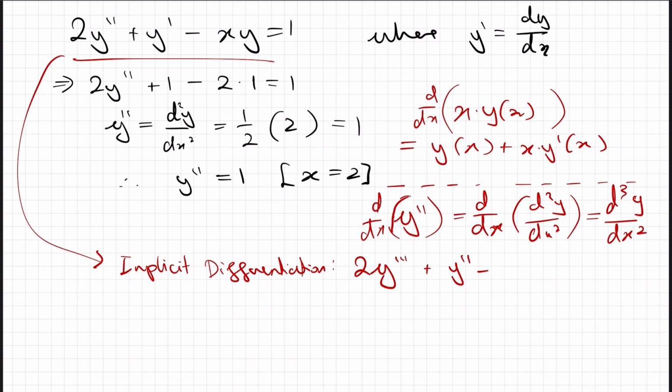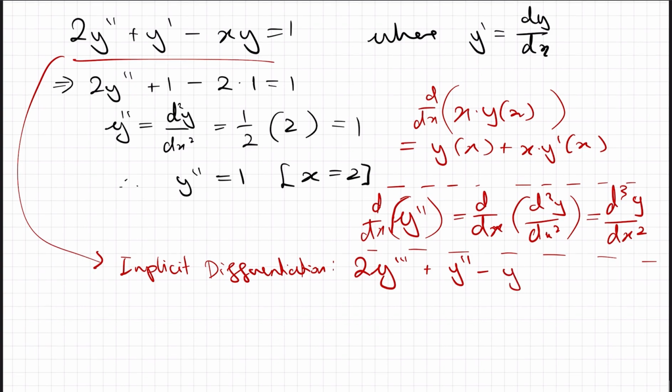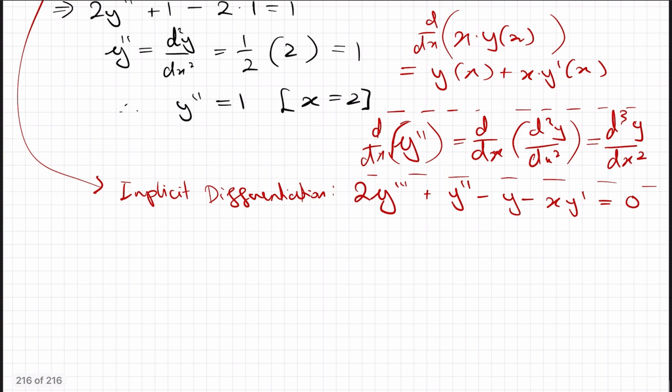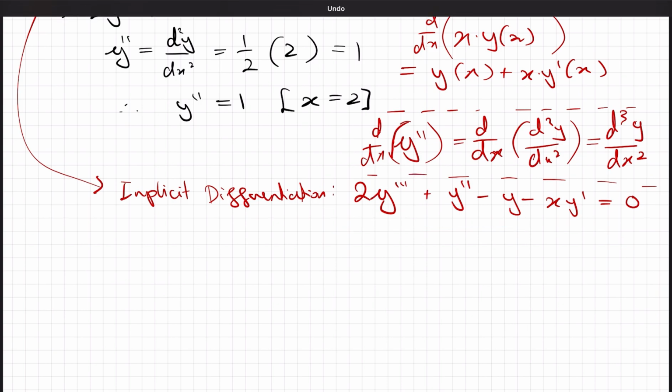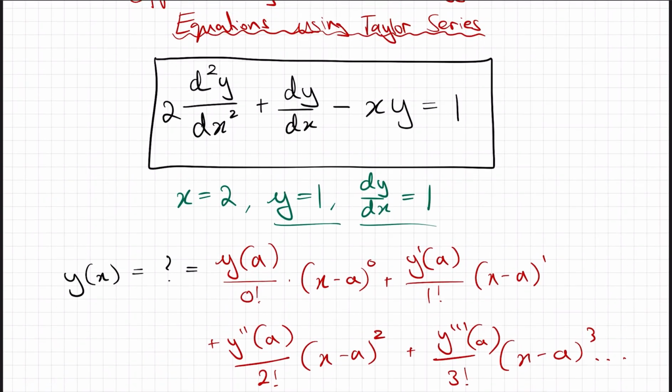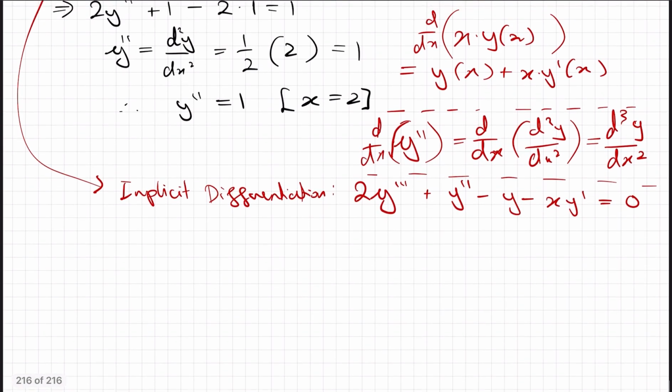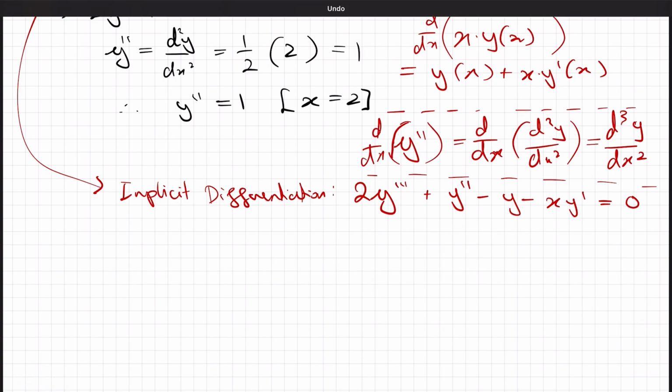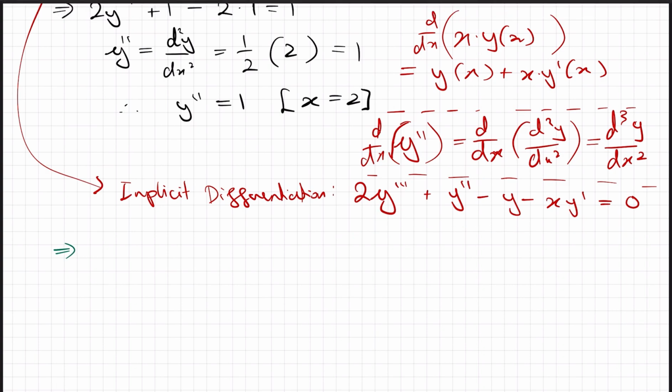So overall, this new equation we have is going to be minus y minus x y dash. And when we differentiate the left side, it's just 1, which is just a constant, so that goes to 0. Okay, so here you can see we have a new equation with a new ordered derivative, y triple dash. And we already know what y double dash is, what y dash is, and what y and x are. So we can substitute all that stuff into this equation and figure out what y triple dash is.